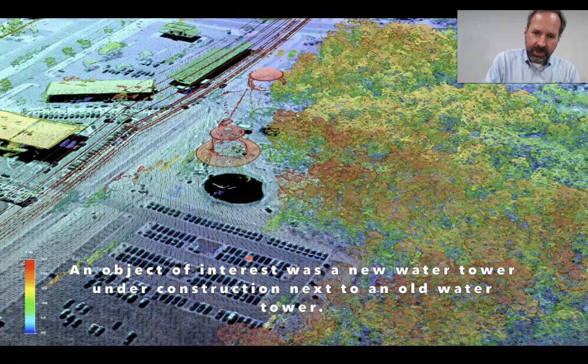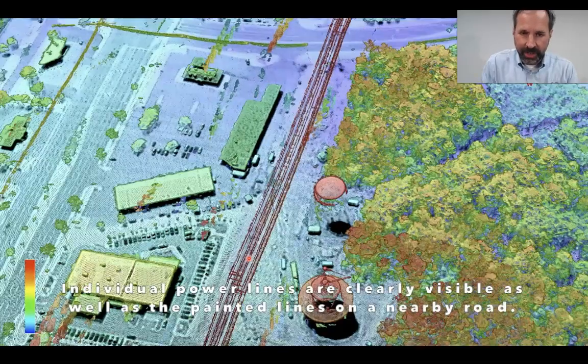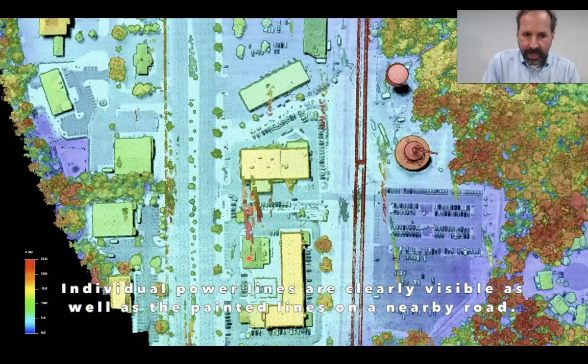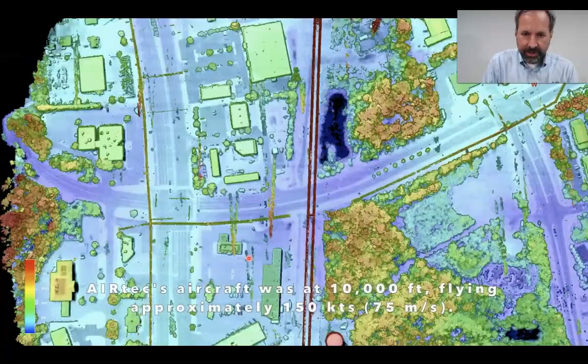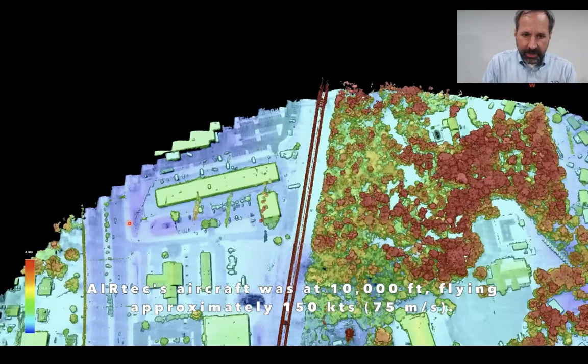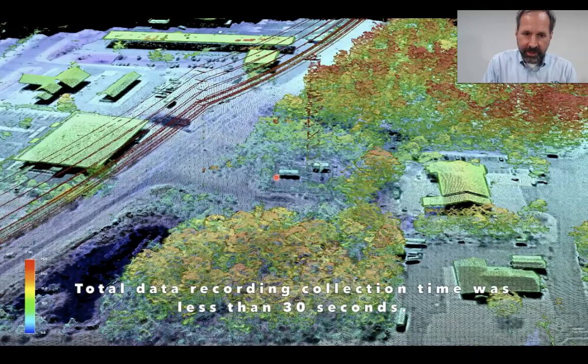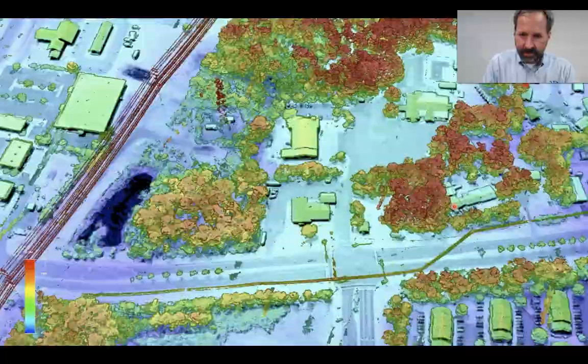And this video is a screen capture of a point cloud. It shows a lot of the detail here around the buildings. You can see lane markers in the roads. These are power lines here. There's a cell tower over here. You can see the building roofs and the foliage.